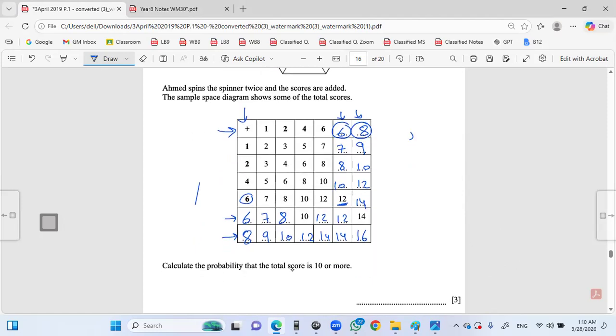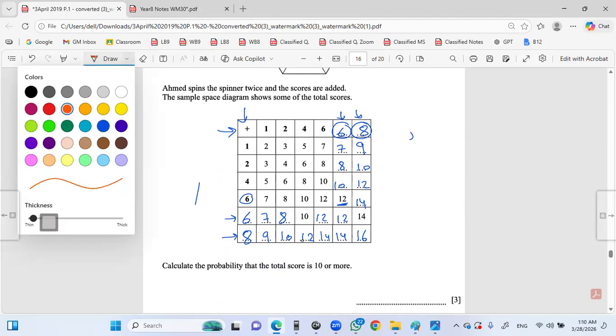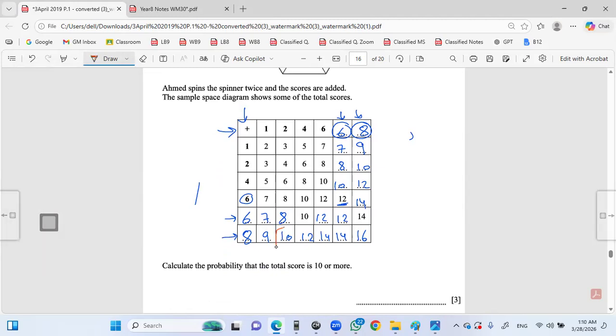Calculate the probability that the total score is 10 or more. So they're talking to you about this section. Look at this, 10 or more. They're talking about this. You see that?